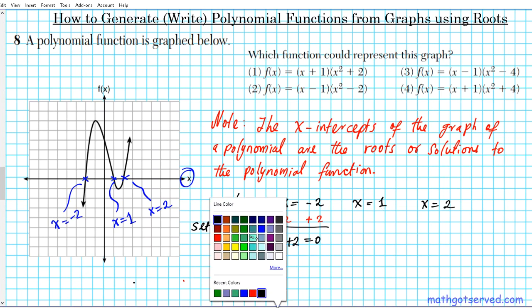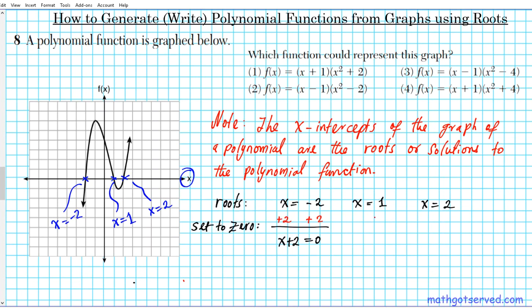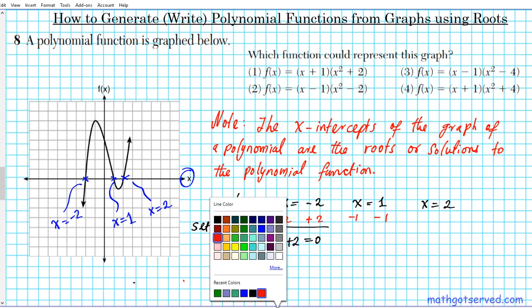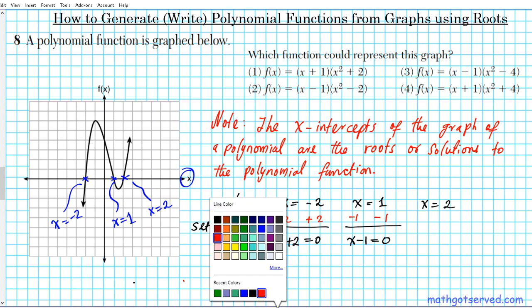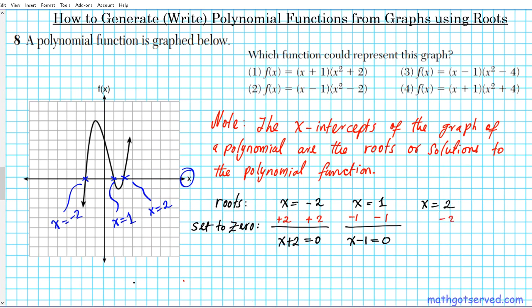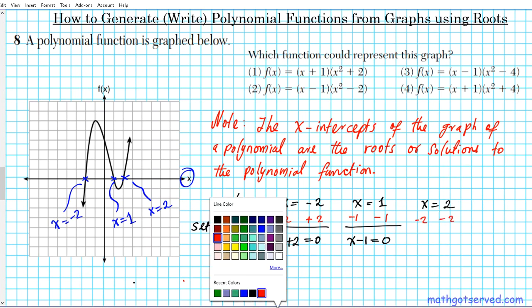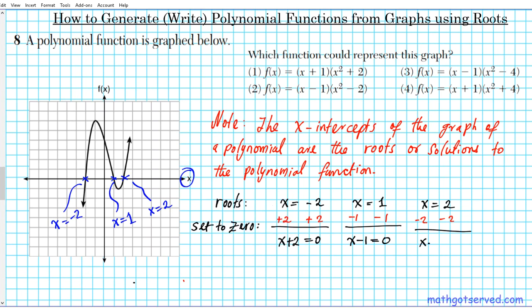Over here, I need this one to become 0. So what do you do to +1 to make it 0? You combine it with its opposite. The opposite of +1 is -1. So you subtract 1 from both sides. x minus 1 is 0. And then lastly here, you do the opposite of +2, which is subtract 2 from both sides. Alright? Okay. So you do that, and then you end up with x minus 2 equals 0. Alright, so they've all been set to 0 now.